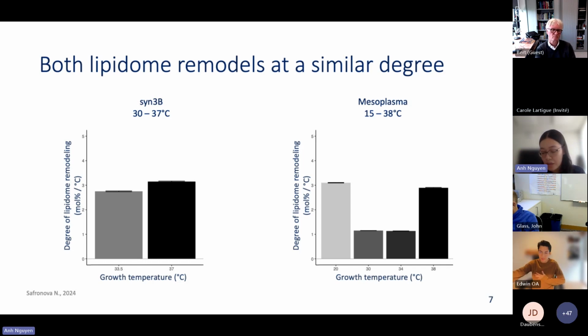So if you say that genome transplantation works better at 30 degrees, maybe in this case for SYN3 the membrane is more stressed and thus maybe compromises the membrane integrity and makes it easier for genome transplantation. I would not necessarily say that Mesoplasma might follow the same path.